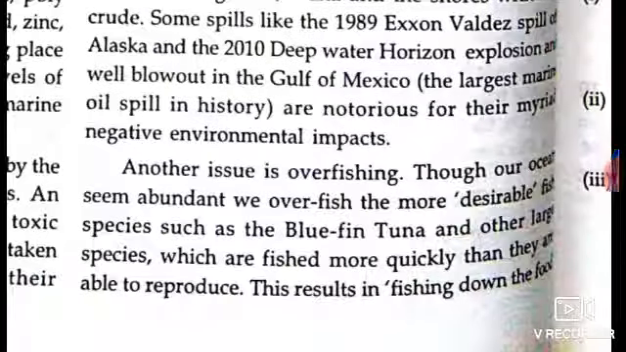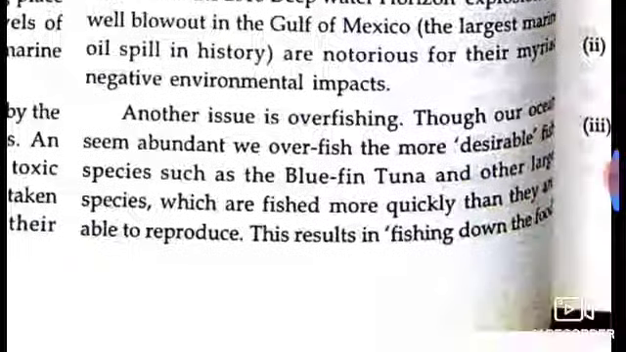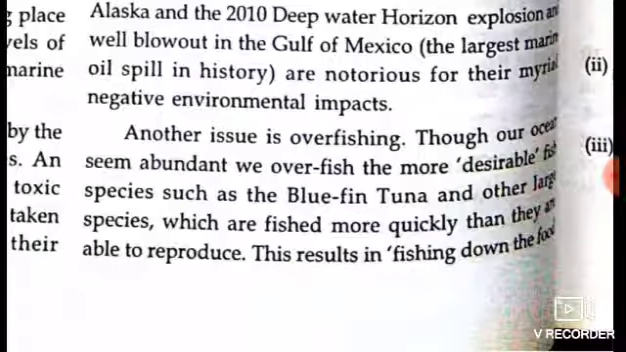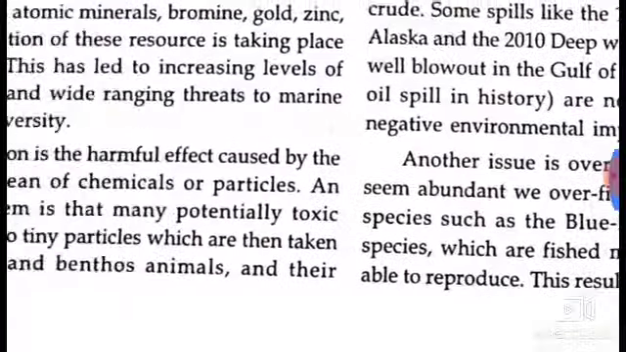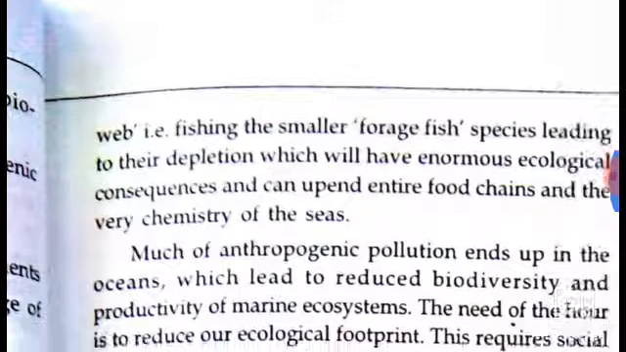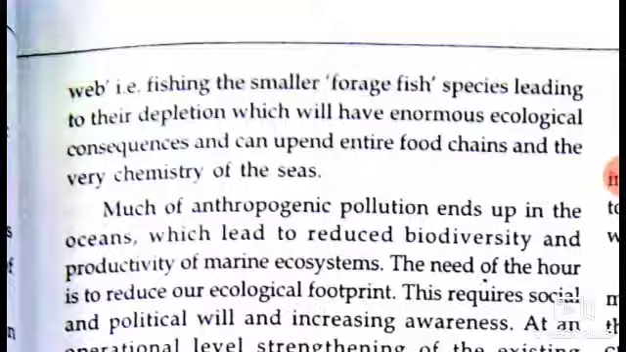Another issue is overfishing. Though our oceans seem abundant, we overfish the more desirable fish species such as bluefin tuna and other large species, which are fished more quickly than they are able to reproduce. This results in fishing down the food web, that is, fishing smaller forage species, leading to their depletion, which will have enormous ecological consequences and can upend food chains and the very chemistry of the seas.